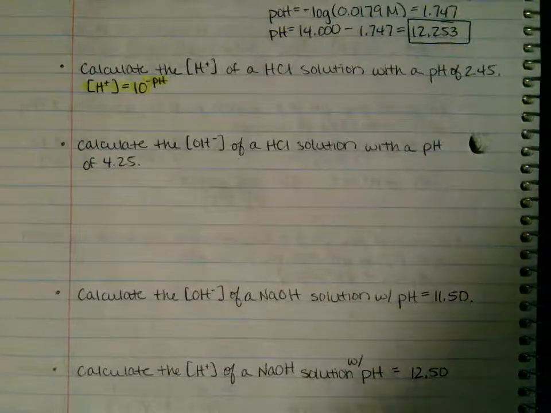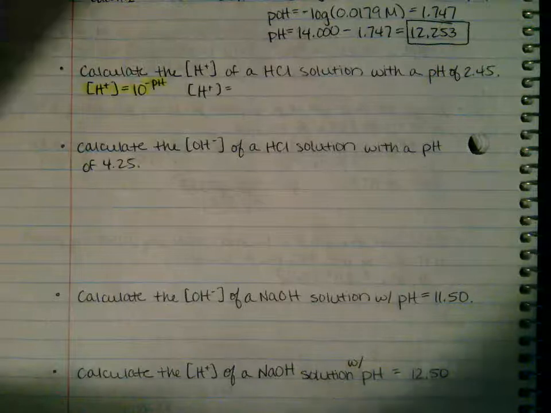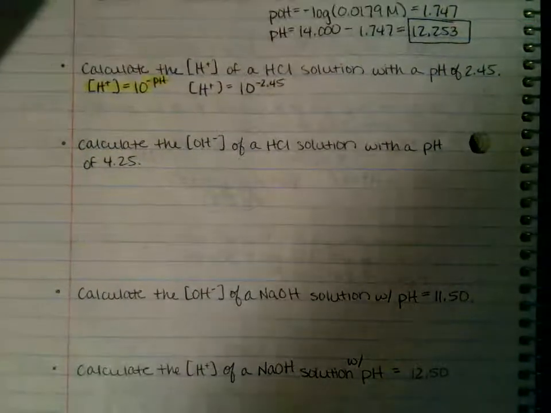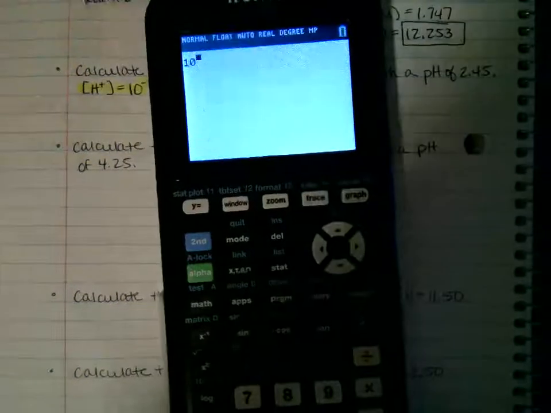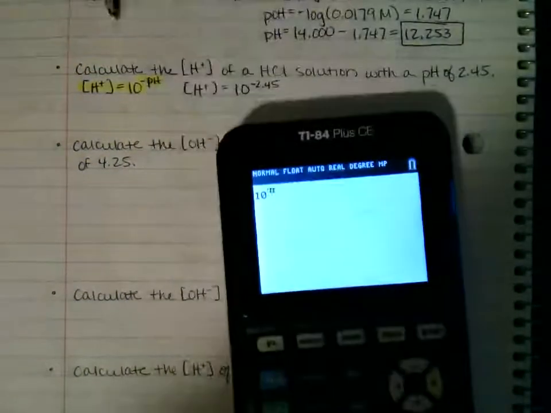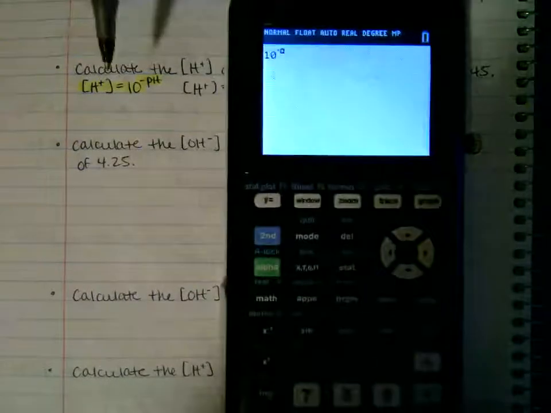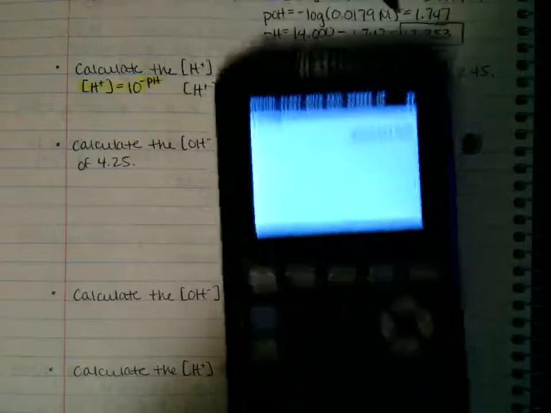So to solve this, we have our pH. We're looking for H plus. It's going to start, my brackets get really ugly, I apologize. Equals 10 to the negative 2.45. Now if we plug that in, 10 raised to the, we have to use our little caret button. Negative, please make sure you input that negative, otherwise you're going to get a crazy high answer. Negative 2.45. We get 0.00354, blah, blah, blah.